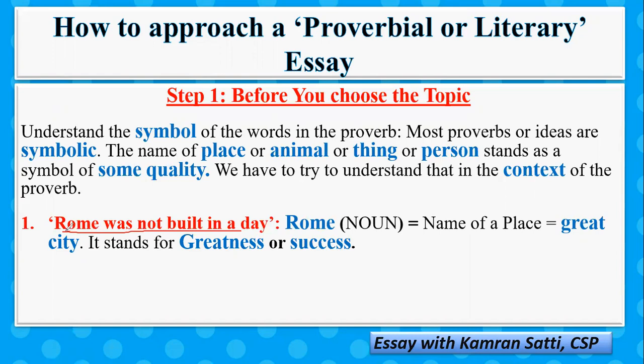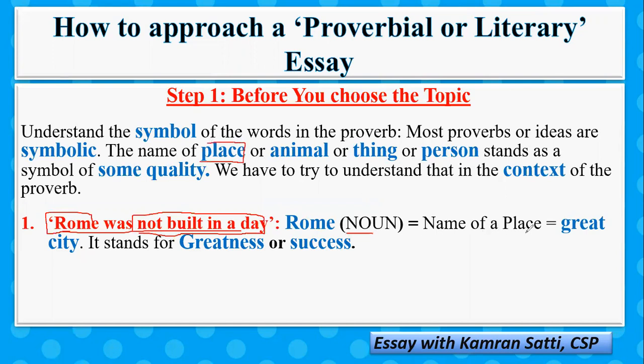Now in this topic, Rome is a keyword, and not built in a day is a key phrase. So you have to effectively deconstruct the topic. Now what does Rome signify? Rome is a noun, and it is the name of a place, as we have just discussed that in proverbs or in literary essays, things are symbolic. So Rome represents, it's a name of a place.